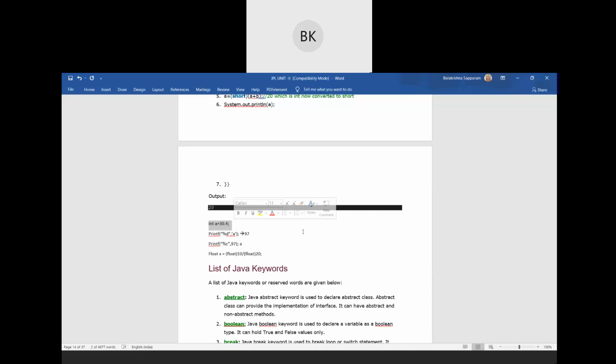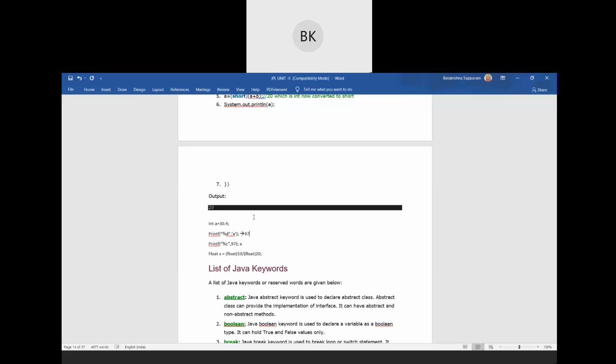Avoiding narrowing is one kind of strong type checking, but C language provides only weak type checking. There is no strong type checking in C. This is a valid statement in C language, but in Java it is an erroneous statement, because it is narrowing. Whenever you give int a = 30.4, a is an integer here and 30.4 is a floating real number.